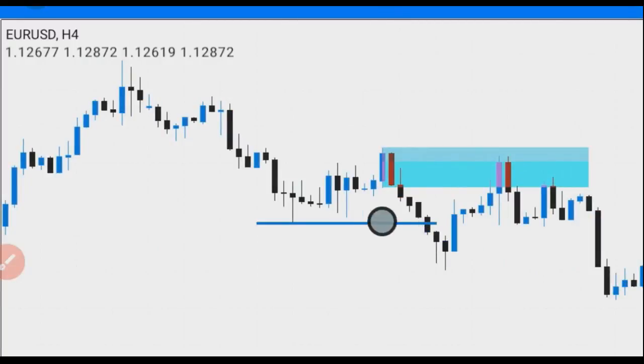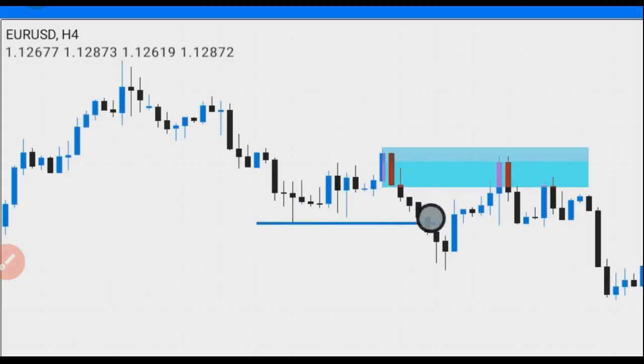This is your break of structure here, guys. If you don't know how to identify your break of structure, then watch our video on Market Structure Simplified. It will help you a lot. All right? So this is your break of structure.